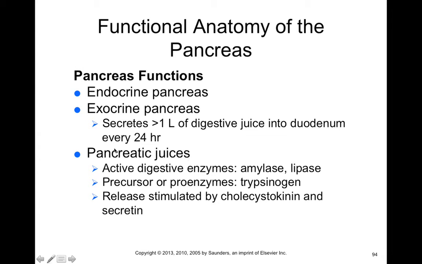These pancreatic juices help with digestion because they contain digestive enzymes like amylases and lipases, as well as proenzymes like trypsinogen, which helps break down protein. And these are released in response to cholecystokinin and secretin, hormones released by the duodenum that stimulate the release of pancreatic juice. Remember, during the intestinal phase of gastric secretion, when acidic chyme entered the duodenum, that stimulated the release of cholecystokinin, or CCK, as well as secretin by duodenal cells. And then once in the bloodstream, they can stimulate the release of pancreatic juice.